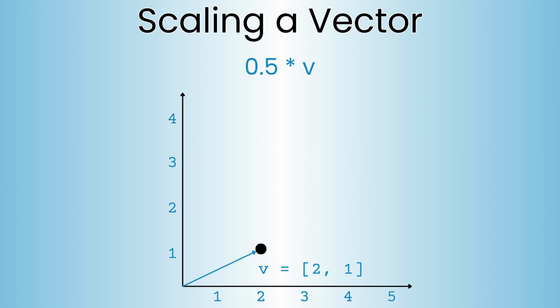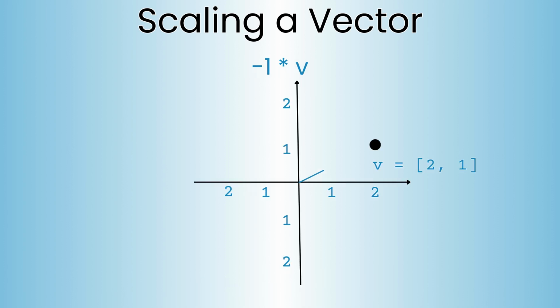What if we multiply it by 0.5? It keeps the same direction, but becomes half as long as the original vector. And what about a negative number like -1? It keeps the same length, but completely changes its direction. So the scalar multiplication is just about scaling, which means resizing a vector.